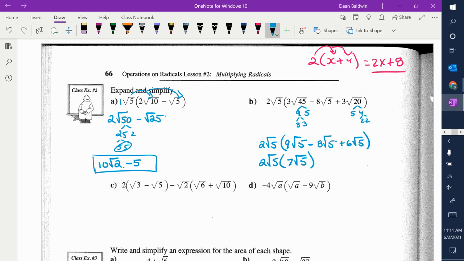Okay? So 2 times 7 is? Root 5 times root 5 is? You can write root 25, but what's the square root of 25? 5. 14 times 5 is 70. All right?